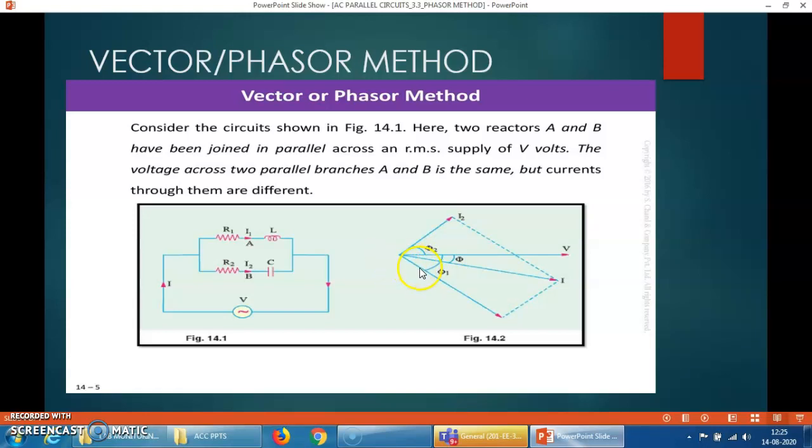So the current I1 is shown in the fourth quadrant. I1 lags behind the voltage by an angle phi 1. So you have to draw the vector. If O is the origin, draw the vector OA lagging by the angle phi 1, which makes the angle phi 1 with the voltage V, and it is a lagging angle. So this vector is shown in the fourth quadrant.